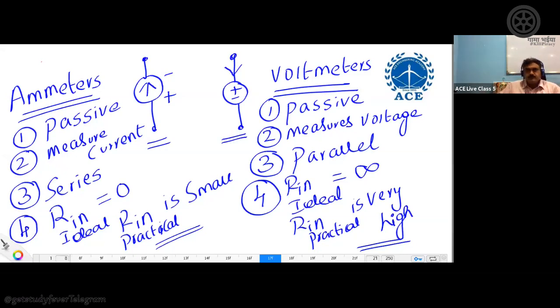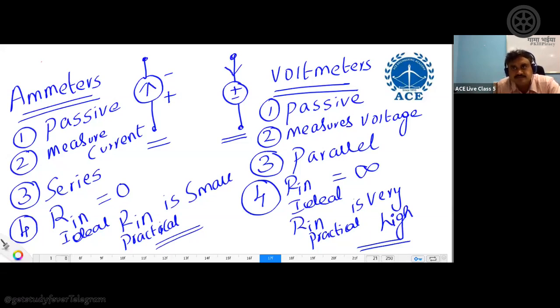So don't get confused between voltmeter and voltage source. A lot of difference is there. One is passive, another one can be active. Second point is the internal resistance of a voltage source is zero, but for a voltmeter it should be infinite. Similarly, for a current source the internal resistance is infinite or very high, but for ammeters, internal resistance should be close to zero or a very, very small value. So these are measuring devices used for measuring current and voltage. So don't get confused between these symbols and your sources.